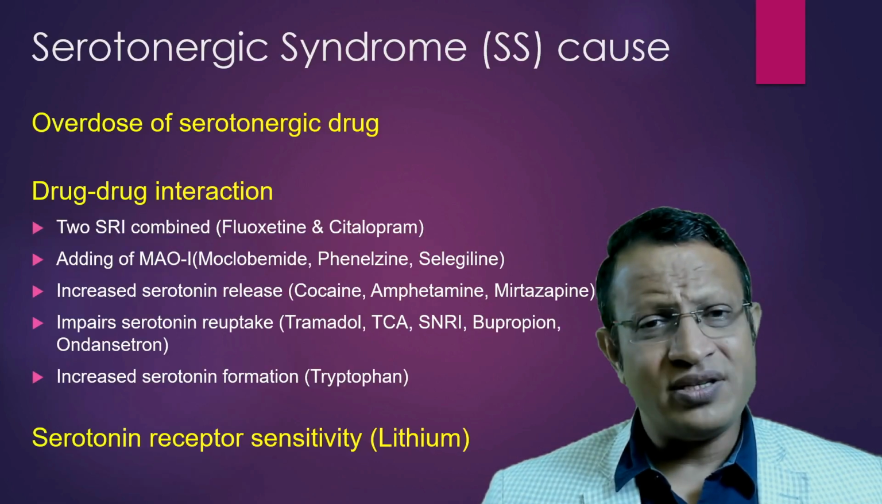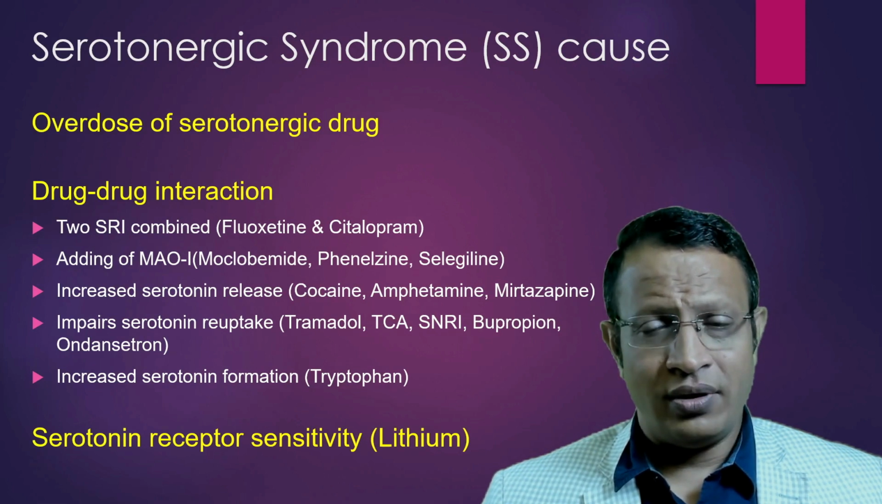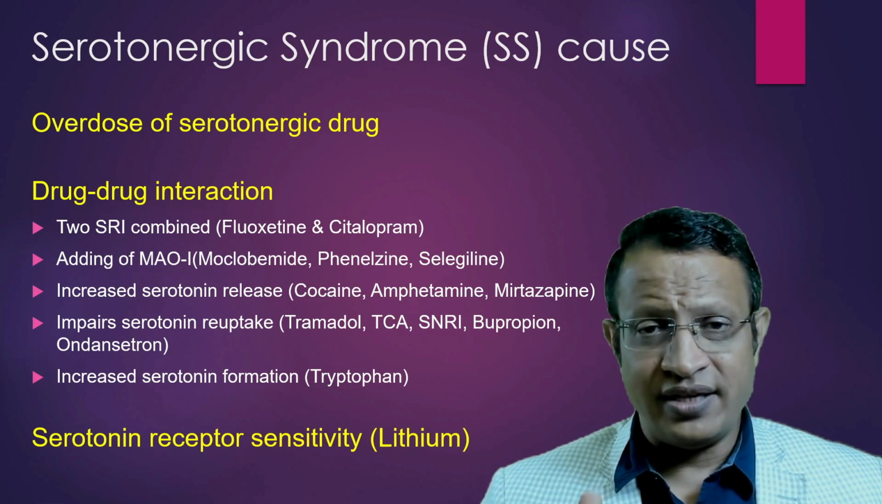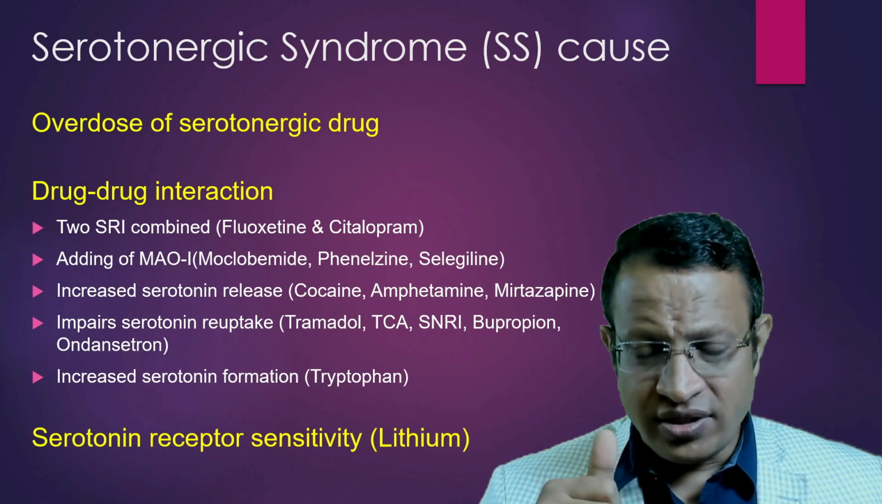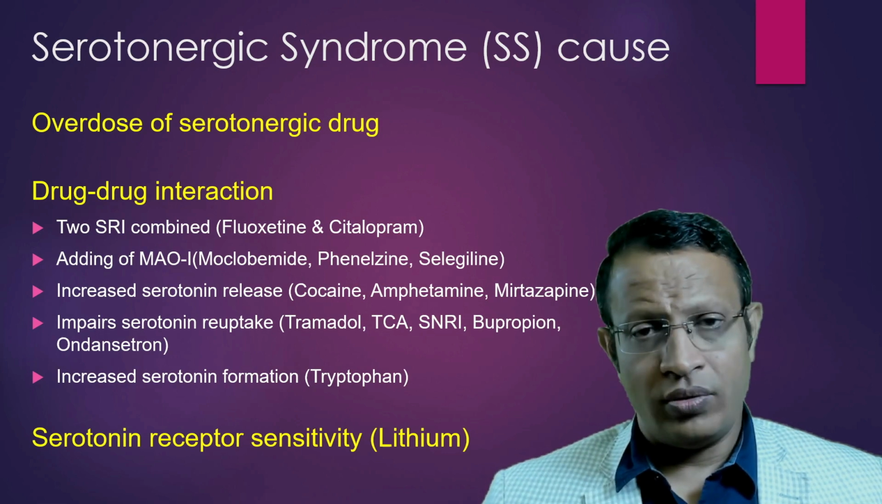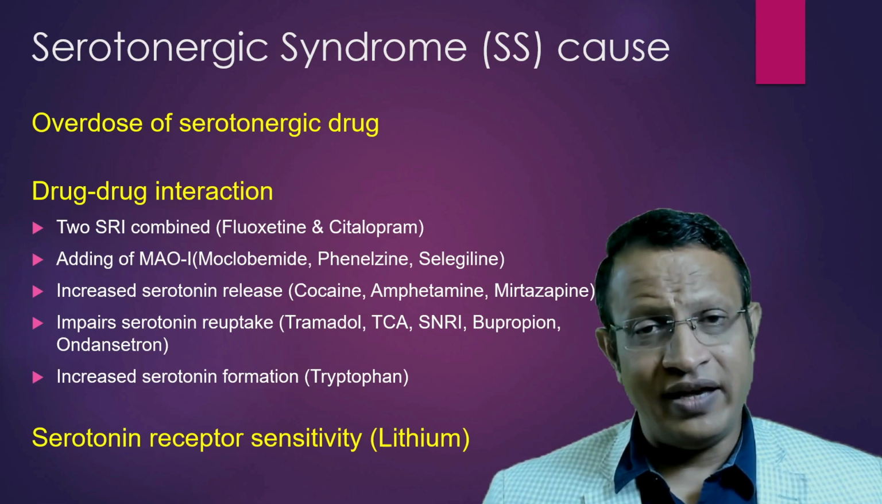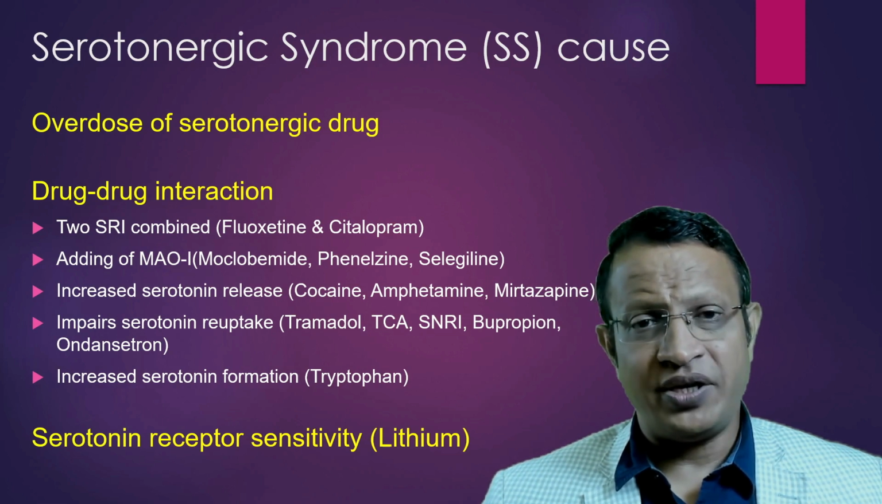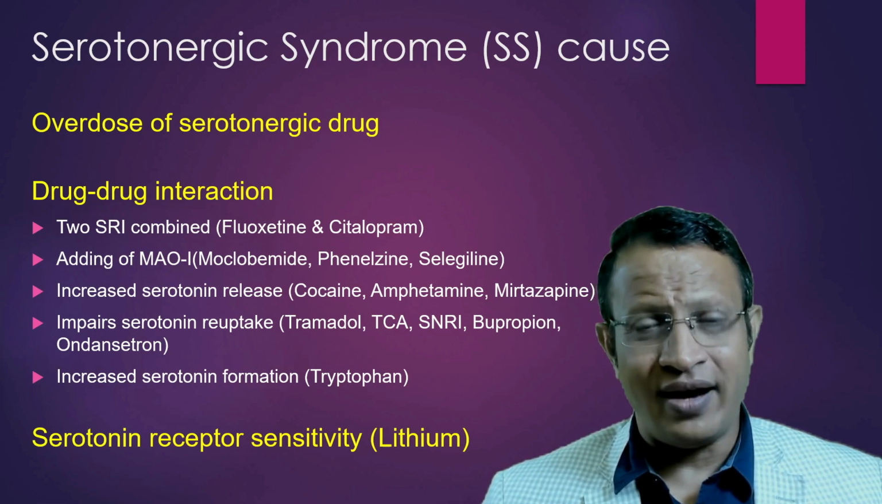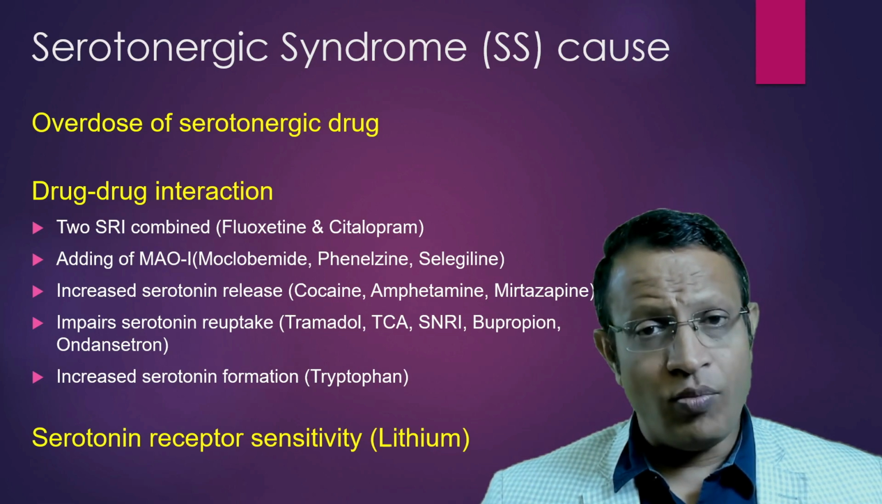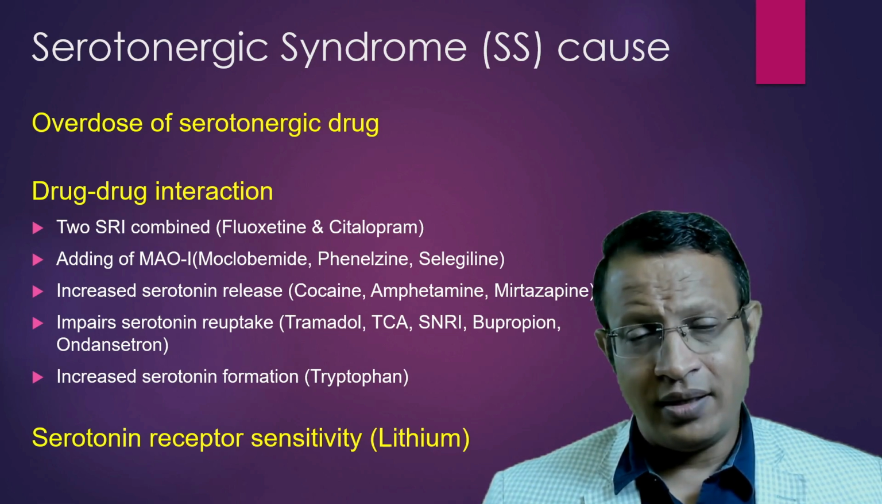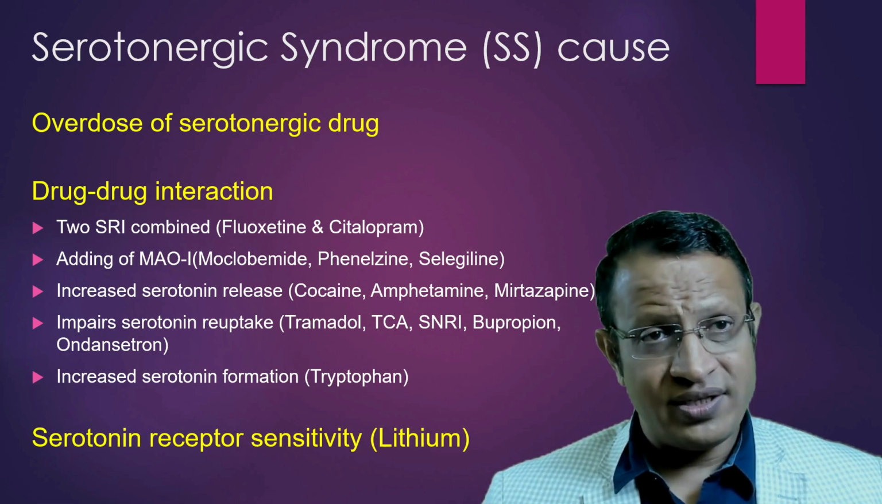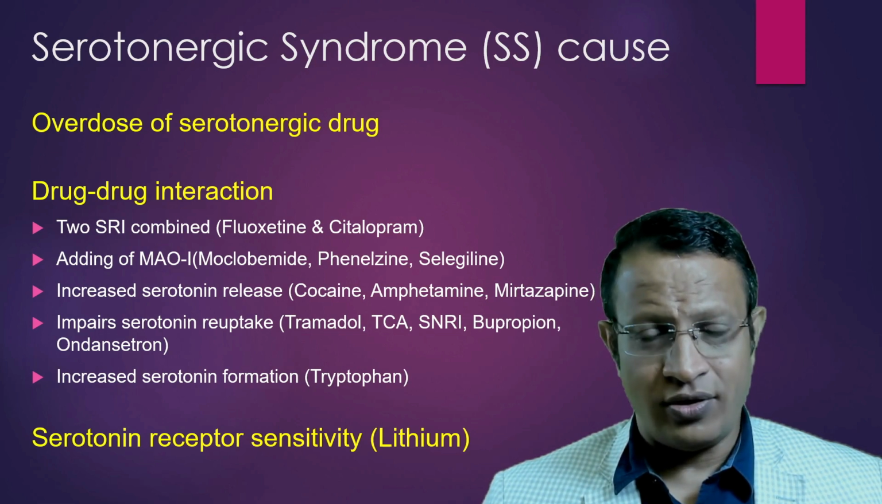Let's look into what the causes are. The causes can be easily divided into 3 important things. One is overdose of serotonergic drugs. As you know, SSRIs are given especially in depression, and many of these patients with depression may also have suicidal ideas. They may take more medication than the prescription. So overdose can cause serotonin syndrome.